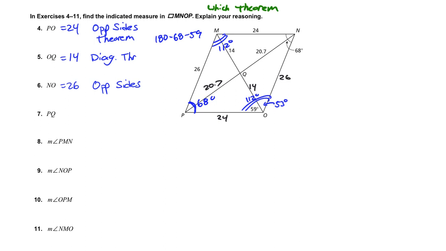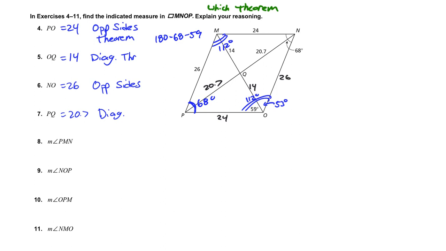And then number 7, we had that was 20.7. Again, that was the diagonals theorem. And then how do we get angle PMN? Well, we used our consecutive angles theorem, and we knew that that was 102 degrees. Is that what I wrote there? Oh, I wrote 112. Let me just double check that that is 112.